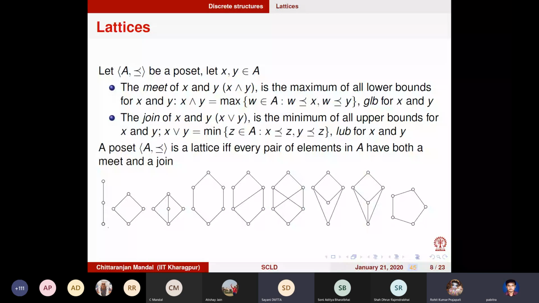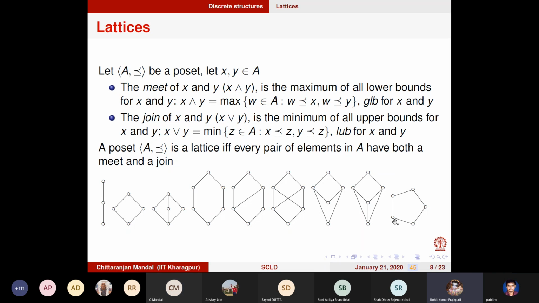3. Okay. So 1 and 2 doesn't have a meet. So 1 and 2 join is 3. But 3 and 4 both are there, so it should not exist. Oh, right. Yeah, it should not exist. Okay. But see, let us draw this additional relation between 1 and 2.